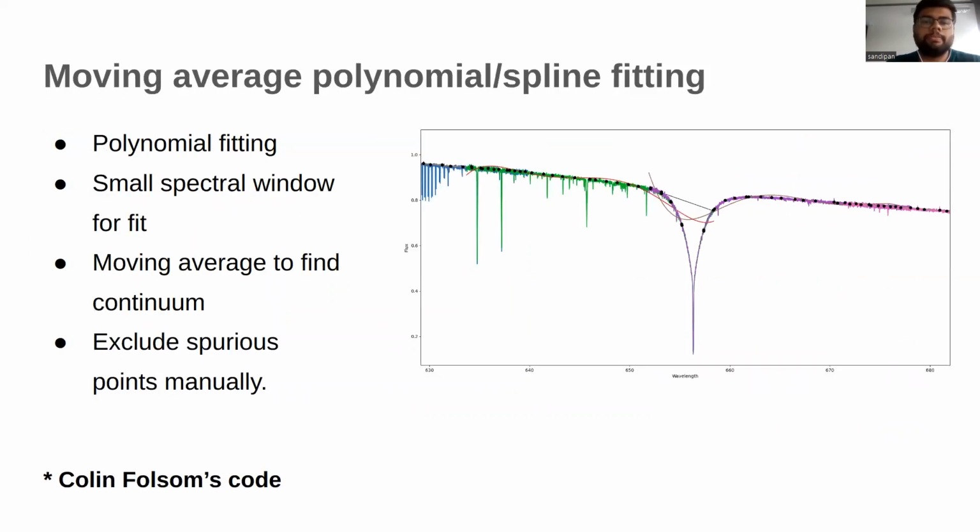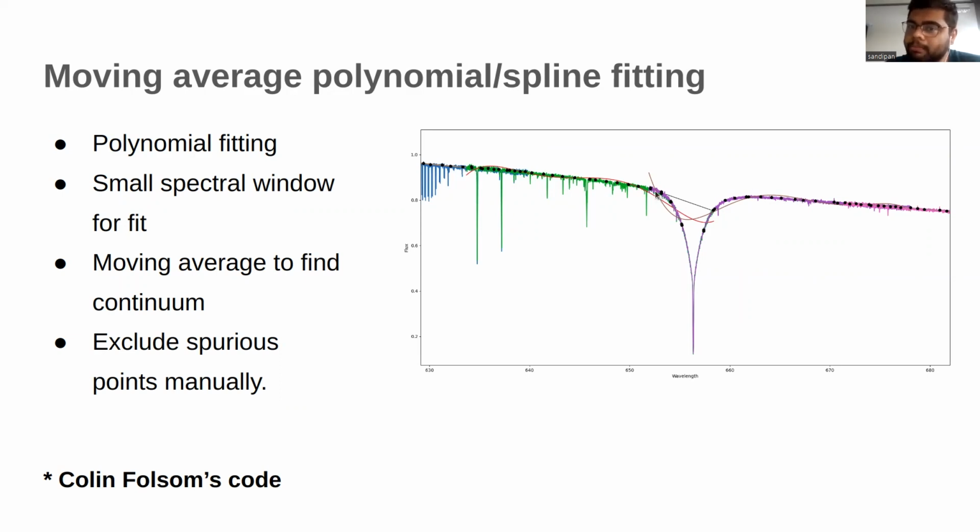What you can do here is take a small window in the wavelength range, take an average of the flux values and move that window over the whole spectrum. As you can see here, when you do that, you will get these black dots, which are the moving averages of the flux, and which traces the continuum quite well.